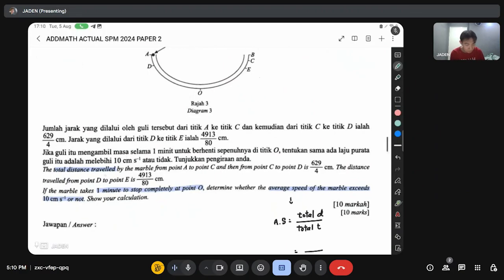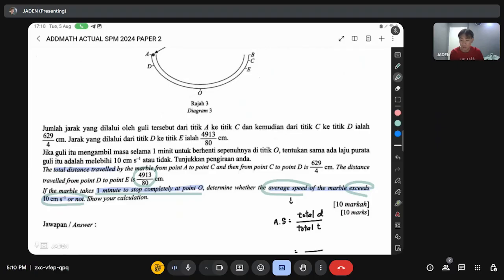The total distance traveled by the marble from point A to point C and then from point C to point D is 629 over 4 cm. The distance traveled from point B to point E is 4,913 over 80 cm. If the marble takes 1 minute to stop completely at point O, determine whether the average speed of the marble exceeds 10 cm per second or not.